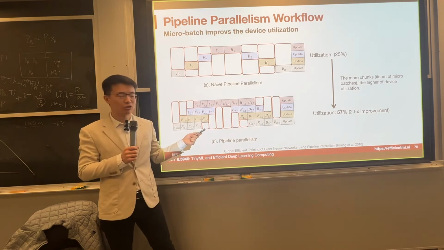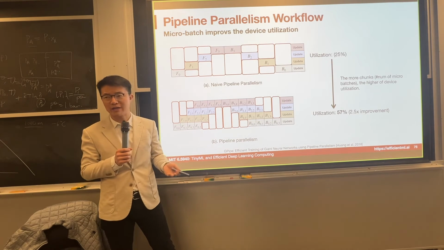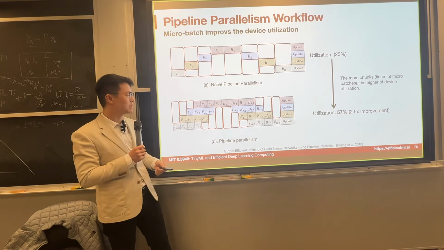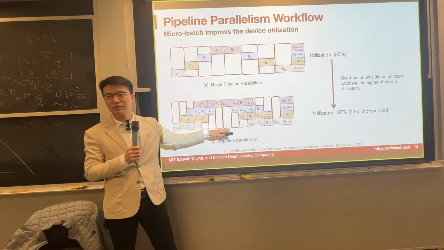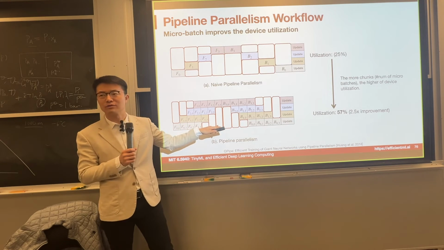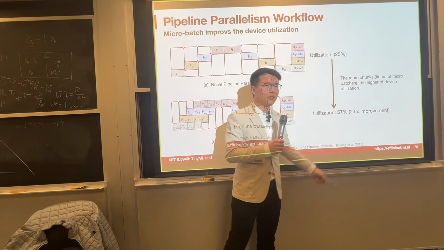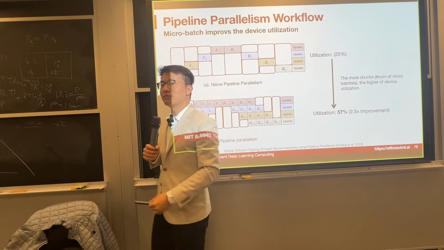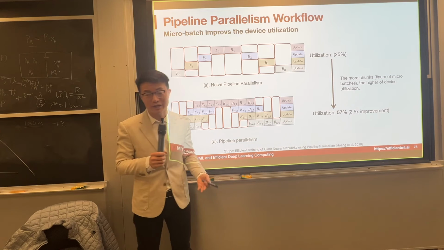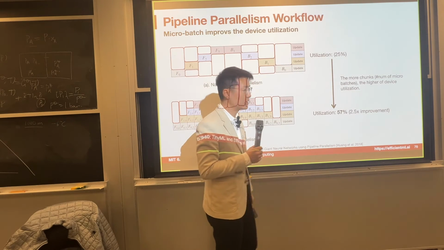Using the mini batch approach, assume each batch can finish exactly at the same time. The idle time is reduced. By counting the bubbles here, we can calculate the utilization considering the bubble have improved to 57%. It's about 2.5x improvement simply by mini batch.